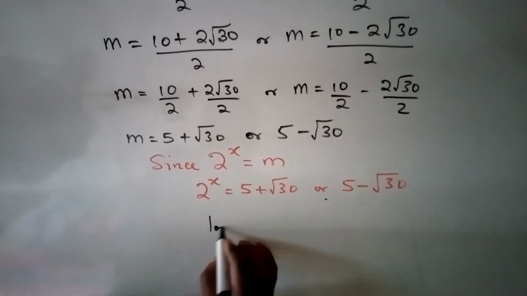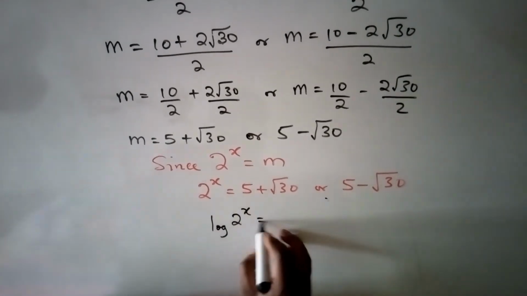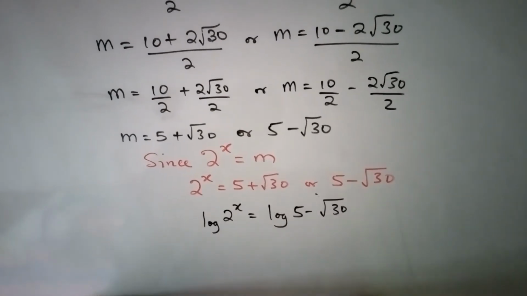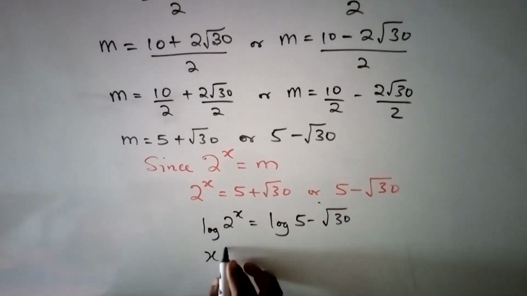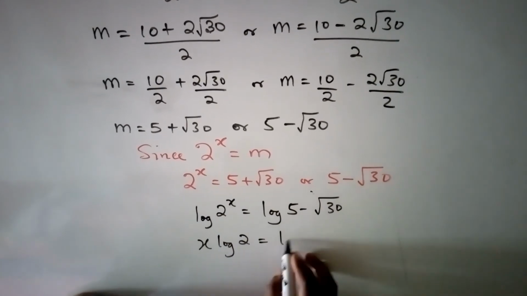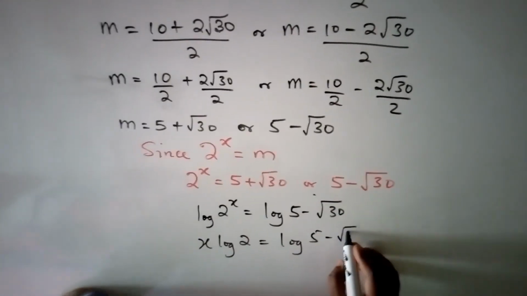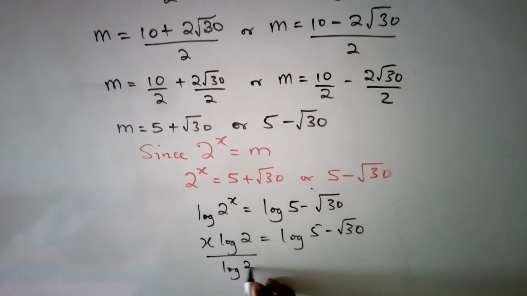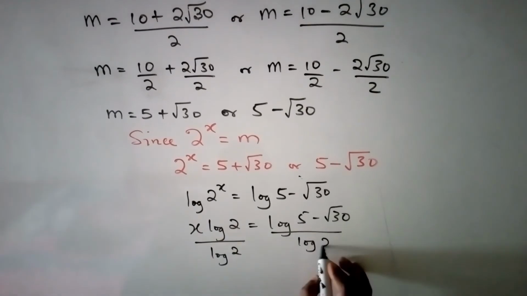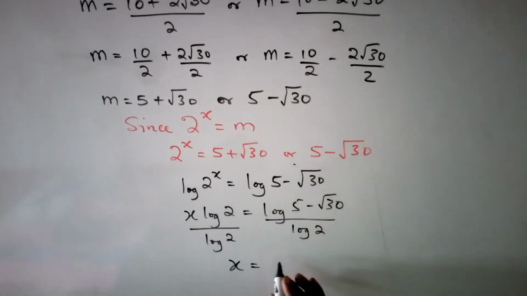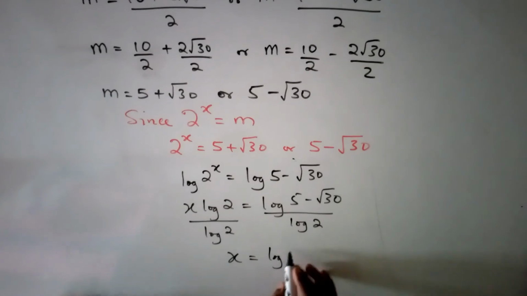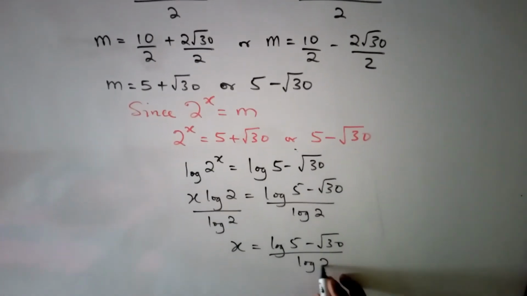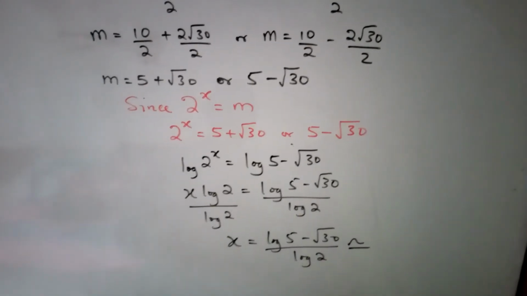We can say log of 2 to the power x equals log of 5 minus root of 30, and that would be x log 2 equals log of 5 minus root of 30. We divide both sides by log 2, and x will be equal to log of 5 minus root 30 over log 2, which is approximately.